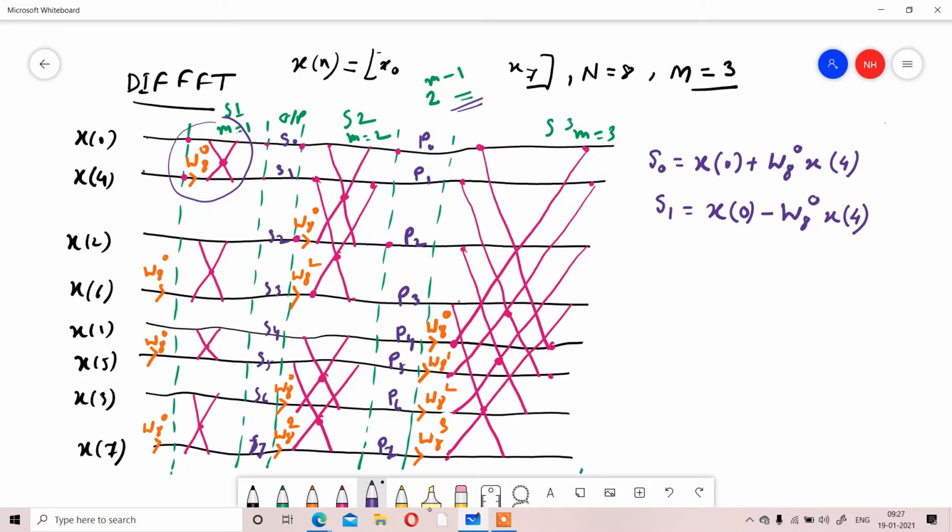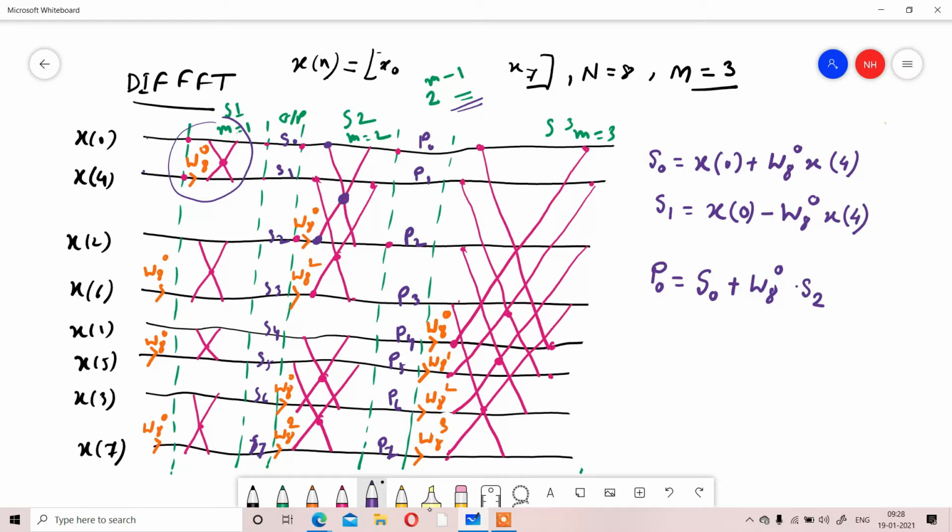What will be P0? P0 defines that butterfly. Keep in mind, for that butterfly your inputs are S0 and S2. So whenever you write the P0 value, your inputs will be S0 and S2. So obviously S0 plus W8 to the power 0 S2, that will be your P0.